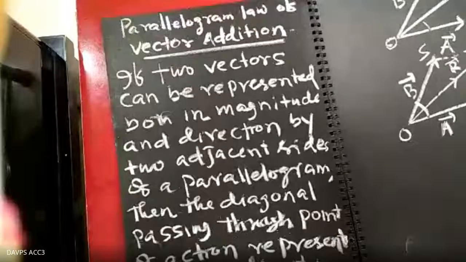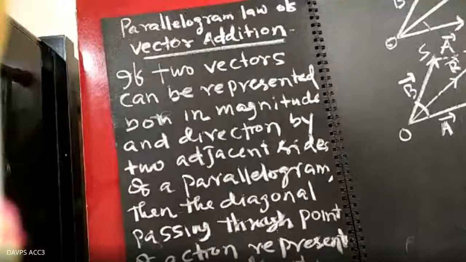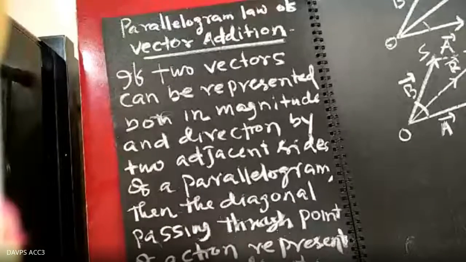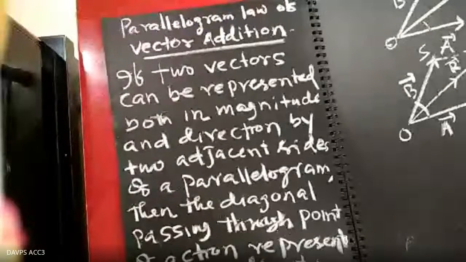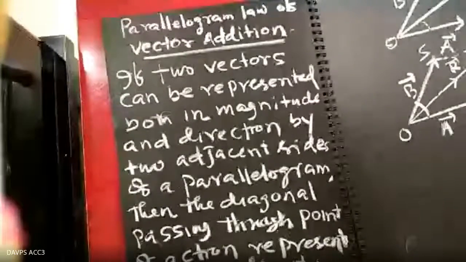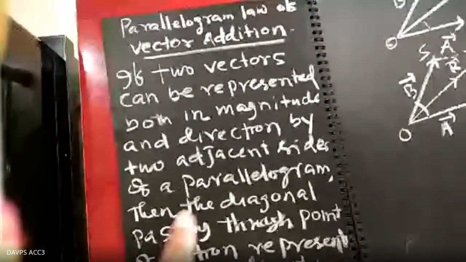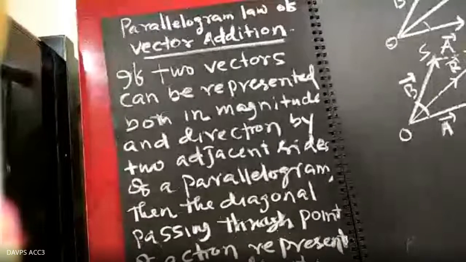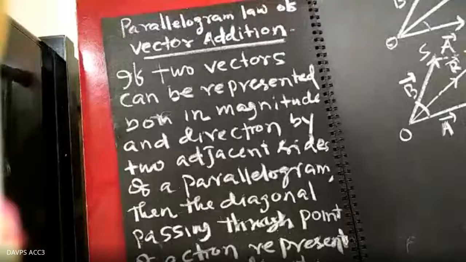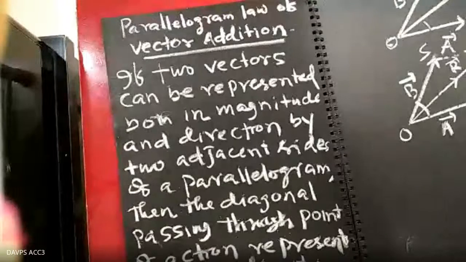Today you will start with the parallelogram law of vector addition. You know clearly what the method of finding the vector addition is, what the process of vector addition is. You know that vector addition is done only by the geometrical method. So we have two laws to follow for vector addition: one is the triangular law of vector addition, another is the parallelogram law of vector addition.